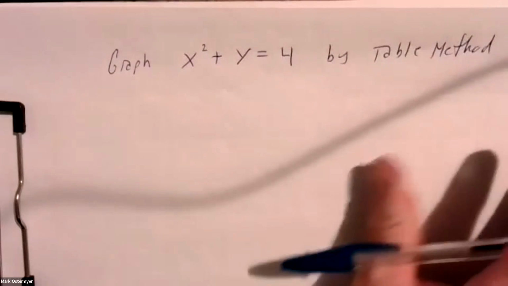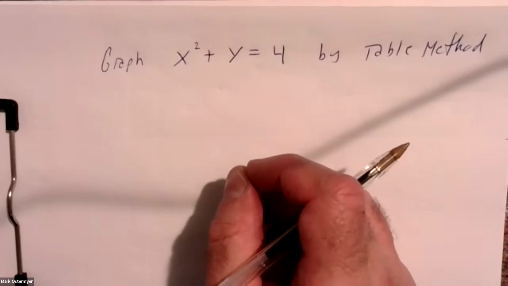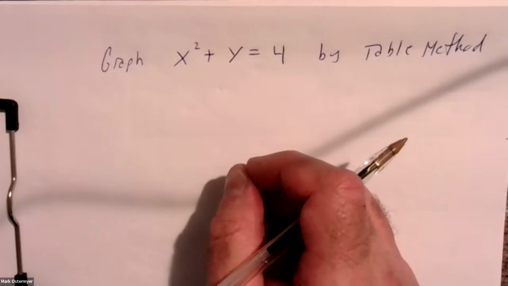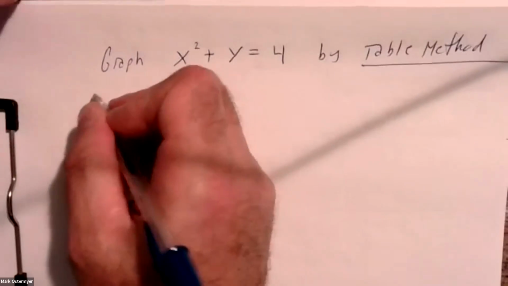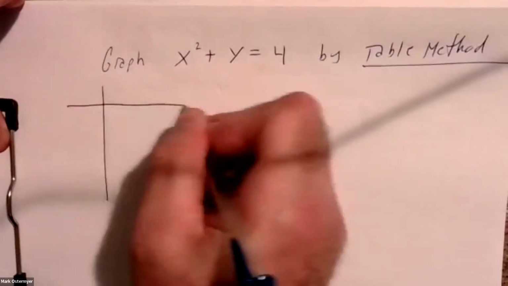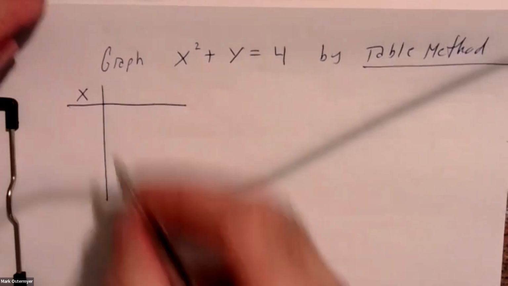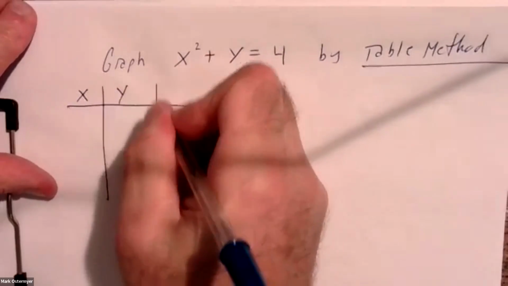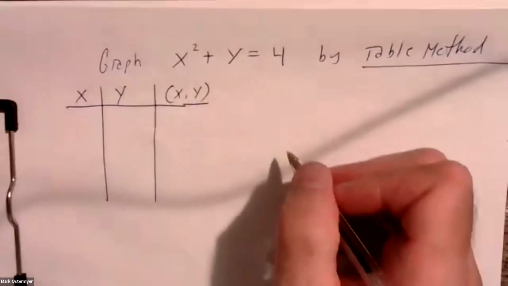So we will try to graph this function or a relation here using the table method. So as the name suggests, we're going to make a table here. This is going to be called my X column. And then my other column to the right of that, I'm going to label as being my Y column. Okay. And then I always like to have a column which represents my ordered pair, X comma Y.